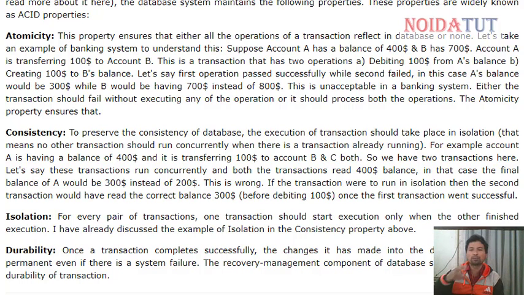Now, all these four parts, atomicity, consistency, isolation, and durability, cover the ACID property of transaction. Now, in our forthcoming chapters, we are going to read and go through the transaction states and deadlock.